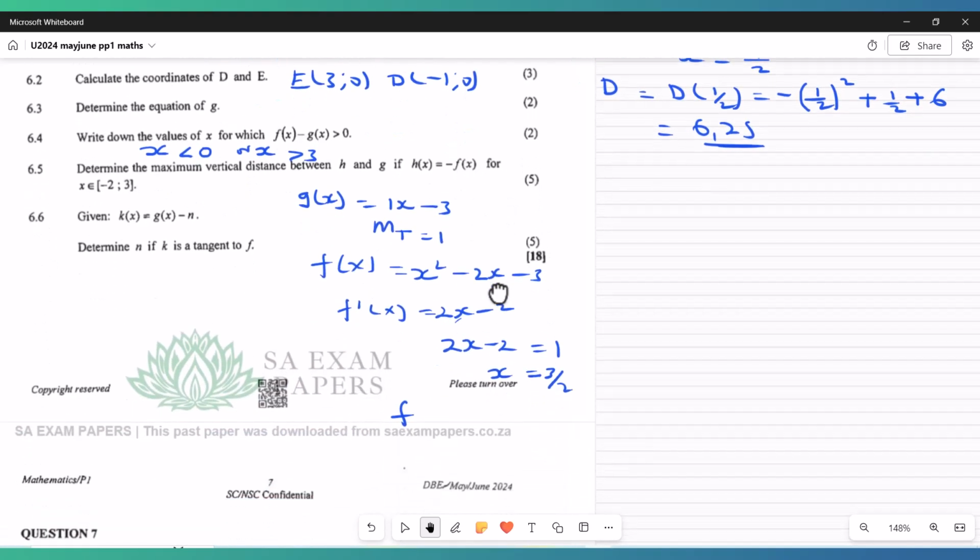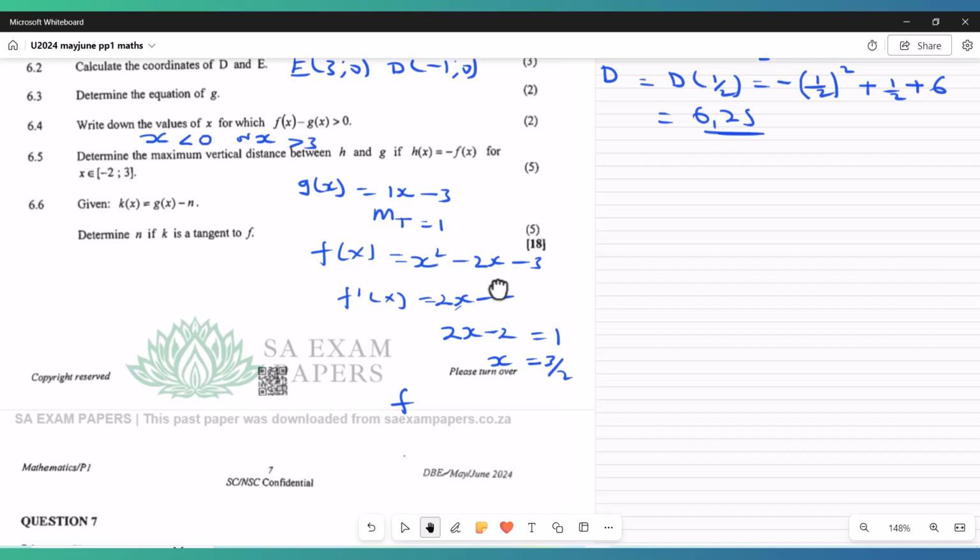So I put 3 over 2. I'm going to put 3 over 2 here. So f of 3 over 2. Put it here. What is our function? It is x squared. It's going to be now 3 over 2, 3 over 2 squared. Okay. Then minus 2x, that's minus 2 times 3 over 2.